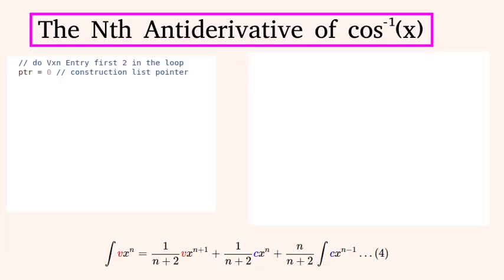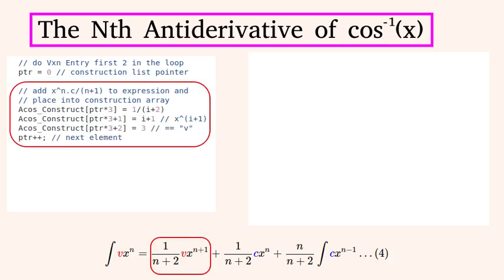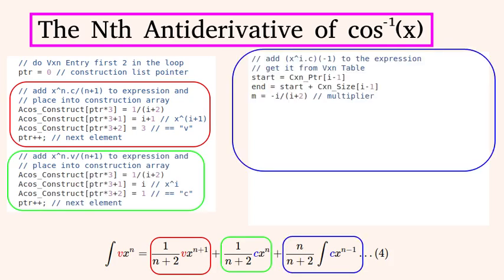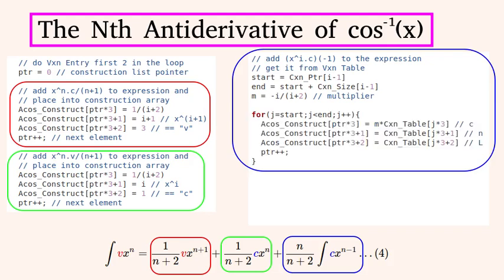So then we'll have to create the Vxn table at the same time. We'll create the ith entry in the Vxn table immediately after we've created the ith entry in the Cxn table. We'll place this term here circled in red into the table. Then we'll place this term circled in green into the table. Then we'll place this term into the table, which is the I-1th entry in the Cxn table. So we'll copy this entry from the Cxn table into the Vxn table.